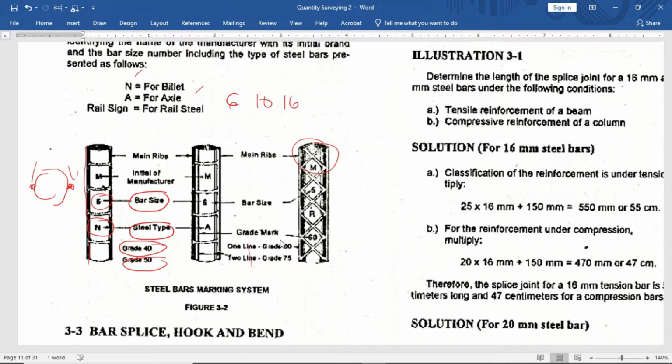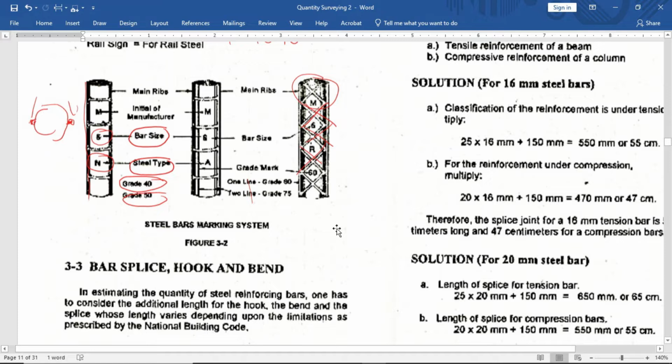So, ito naman, para dito sa specific na design na ito, meron tayong one line, grade 90. Pag 2 lines, grade 75. So, tingnan nyo, iba-iba yung design ng surface deformation nila. Ito, pa-horizontal lang, katulad nito. Tapos ito naman, cross. Ganyan. So, depende rin yan sa manufacturer kung paano ang design ng surface deformation nila.